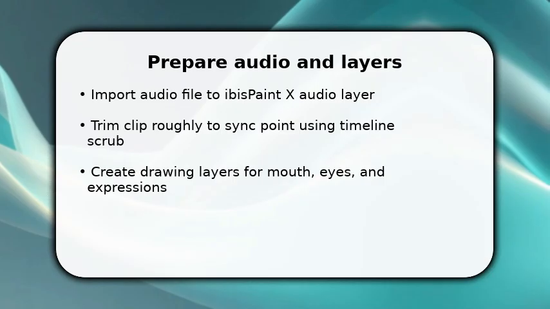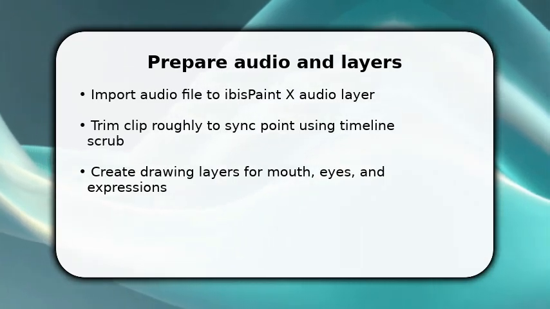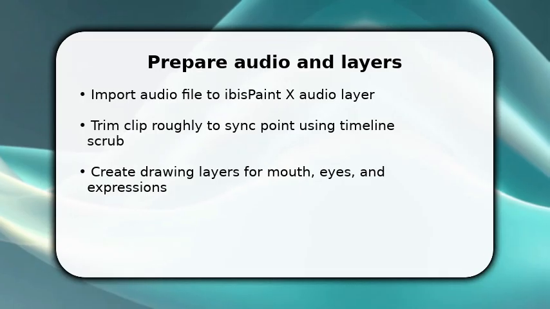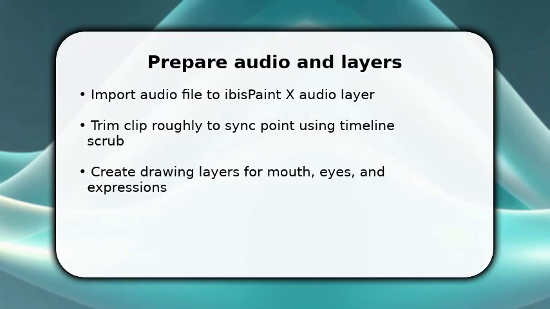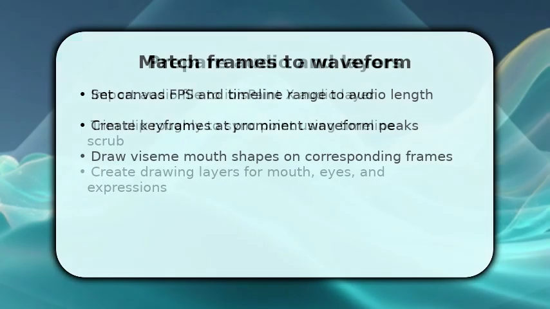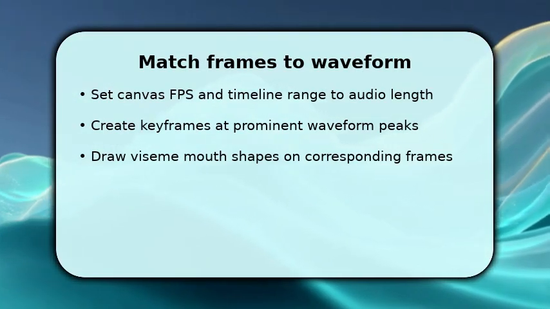Make separate drawing layers for mouth shapes and facial keys and name them for quick toggling. You want visible markers and organized layers because that structure speeds up the frame-by-frame matching later. Now align frames to the waveform peaks you identified.